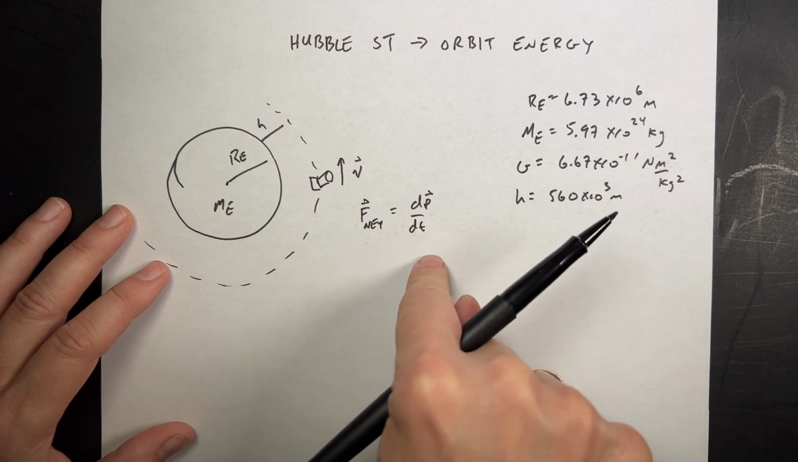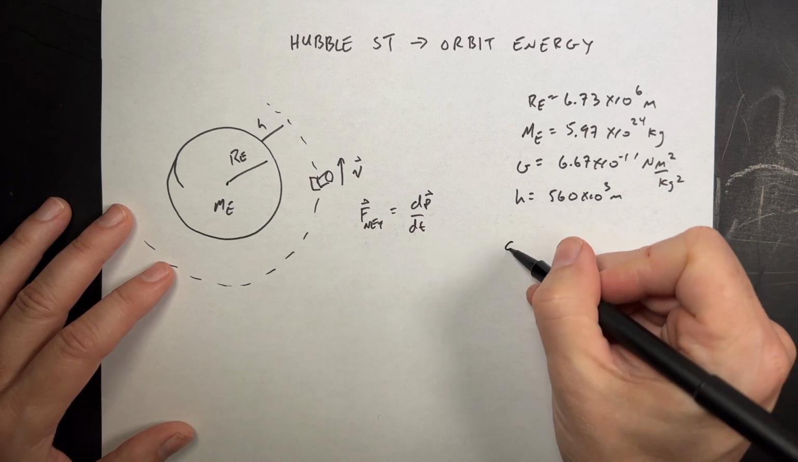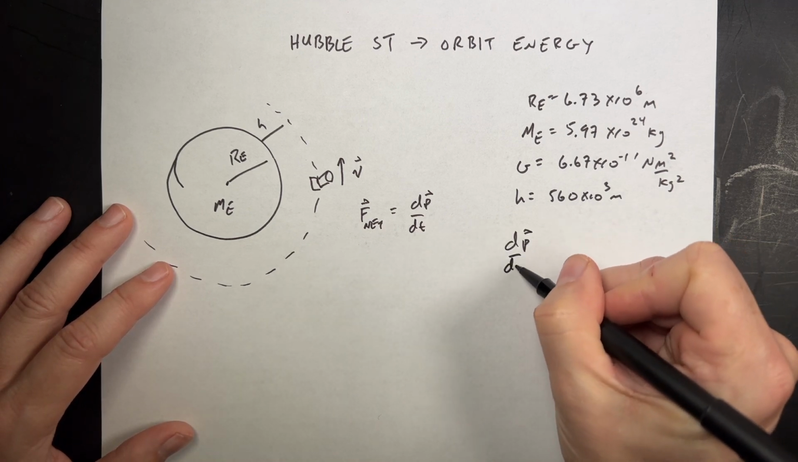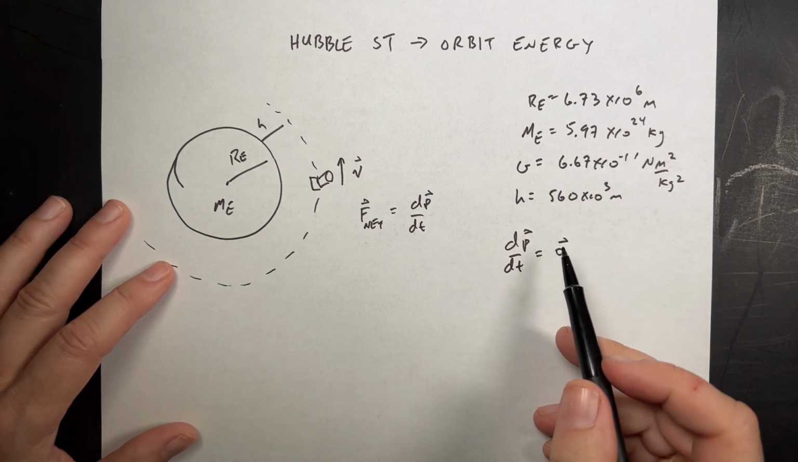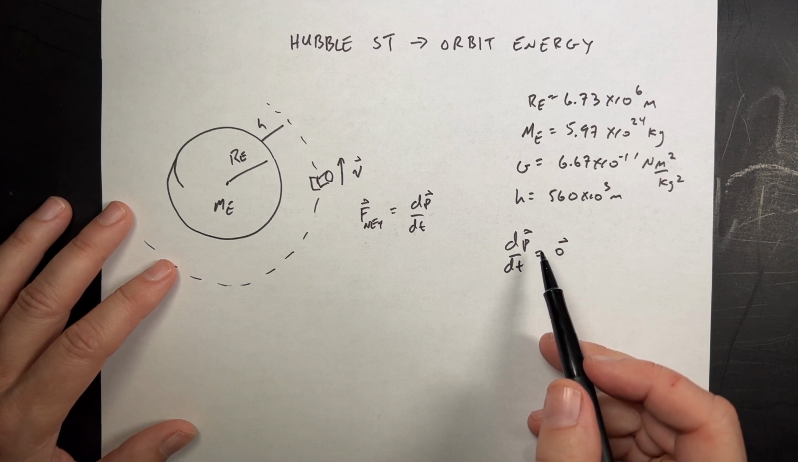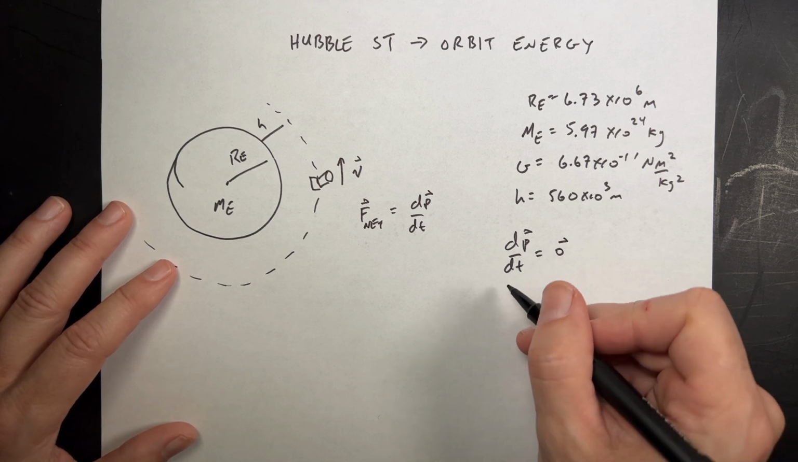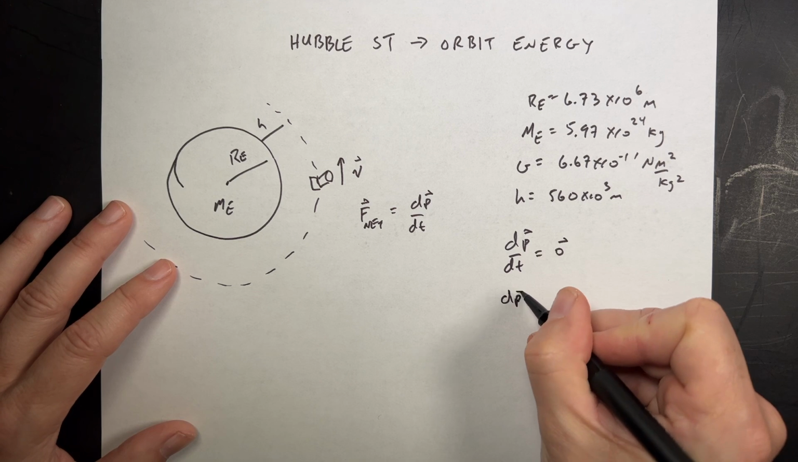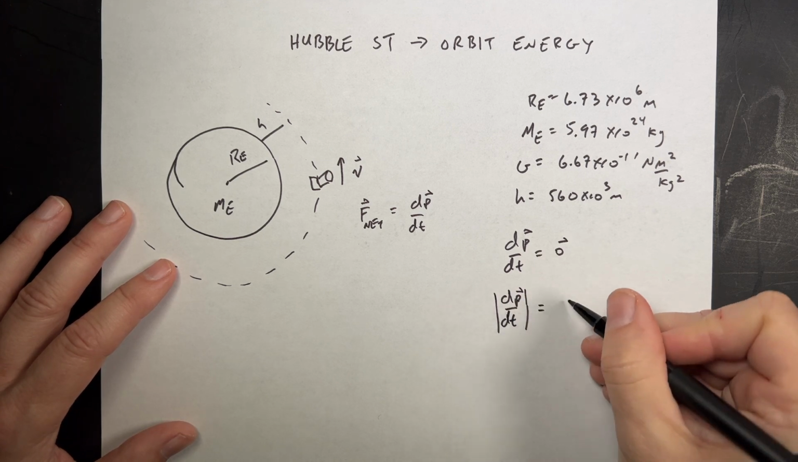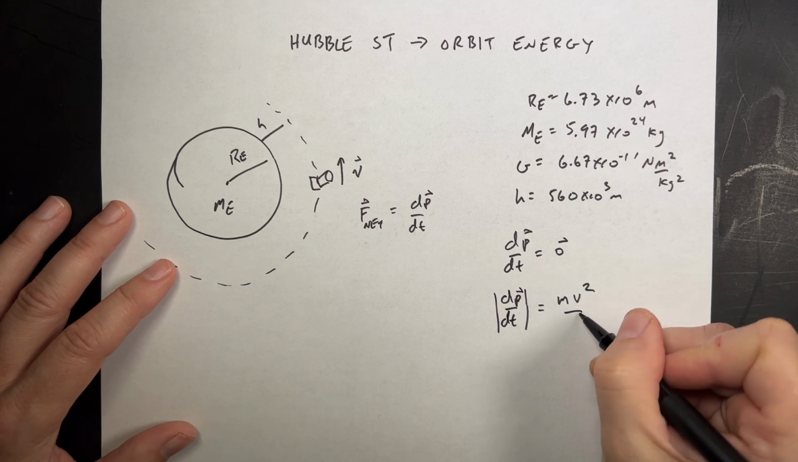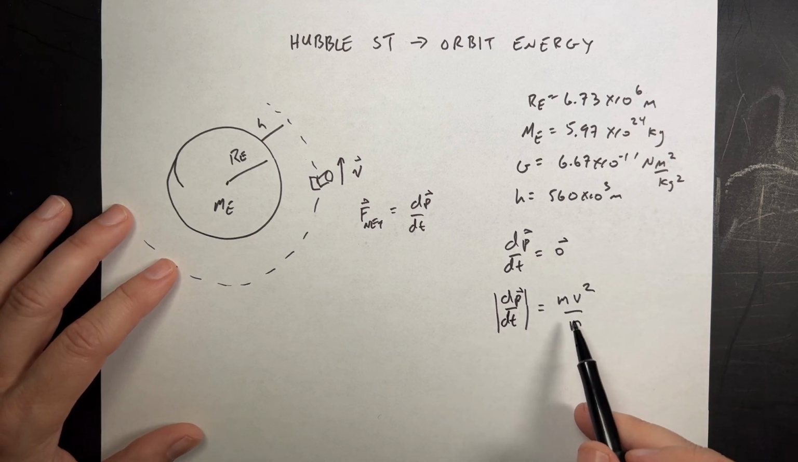And there's two special cases of change of momentum. I have dp dt equals 0, that we call equilibrium. If the change in momentum is 0, then the net force has to be 0, and we call that equilibrium. And the other case is where the magnitude of dp dt, the magnitude of that vector, is equal to mv squared over r. This is for circular motion.